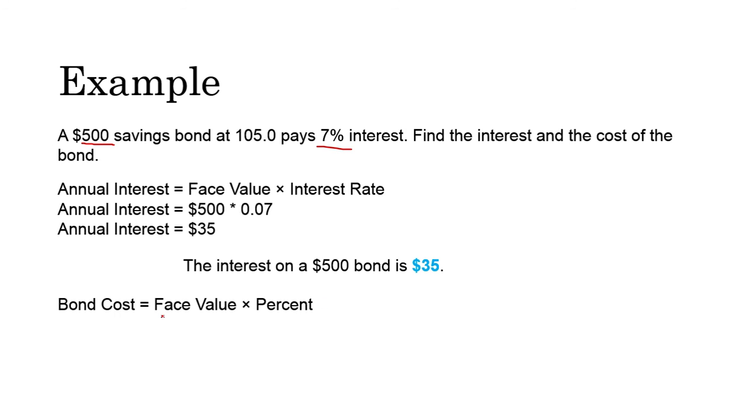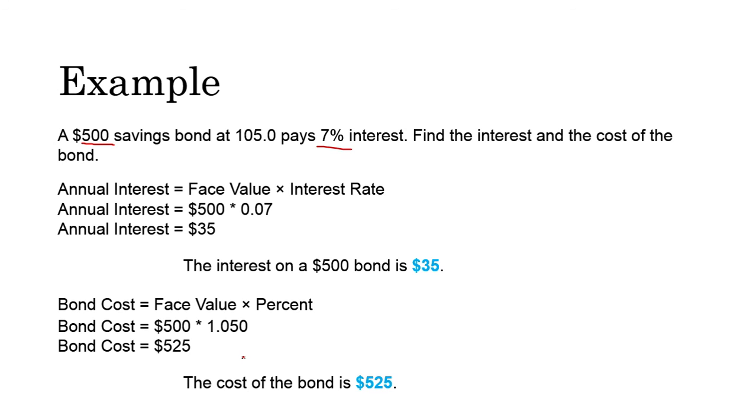The bond cost is the face value times the percent. We convert the 105 to 1.050. That is $525. So the bond cost, or the cost of the bond, is $525.